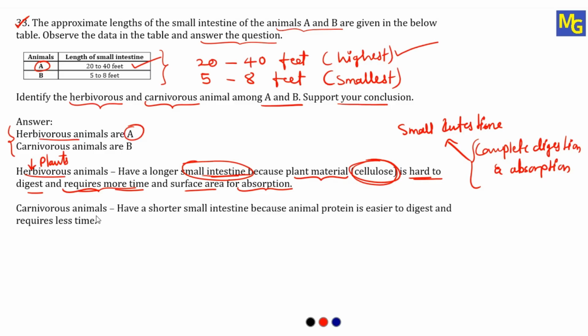But carnivorous animals have a shorter small intestine because animal protein is easier to digest and requires less time. Because they require less time, a small intestine of short length is enough. That is the reason. Therefore, I have written here, carnivorous animal is B. So this is the answer for question number 33. And here we complete the 2 marks questions from this section, part C biology. I hope these answers will help you prepare for your final exam.